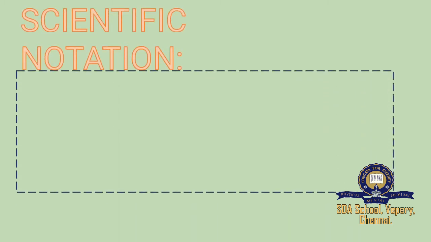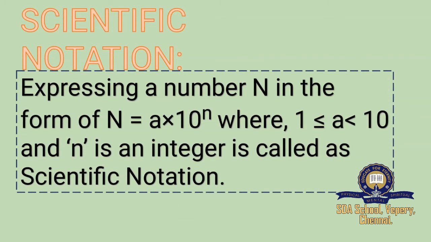Next, we shall do a quick review on scientific notation. See, how do you express scientific notation? This is the basics: N equals a into 10 power n. And this a should lie between 1 less than or equal to a less than 10, and n is also an integer. This kind of representation is known as scientific notation.